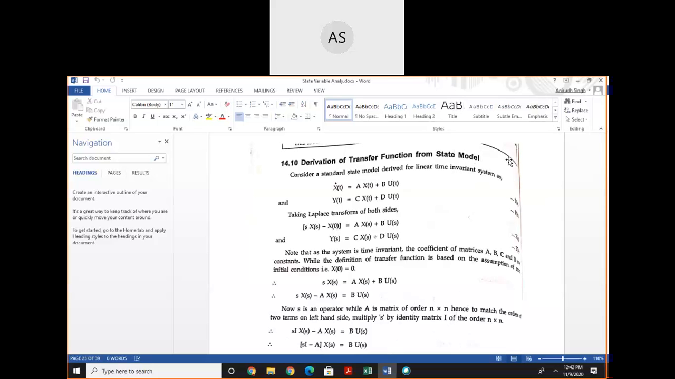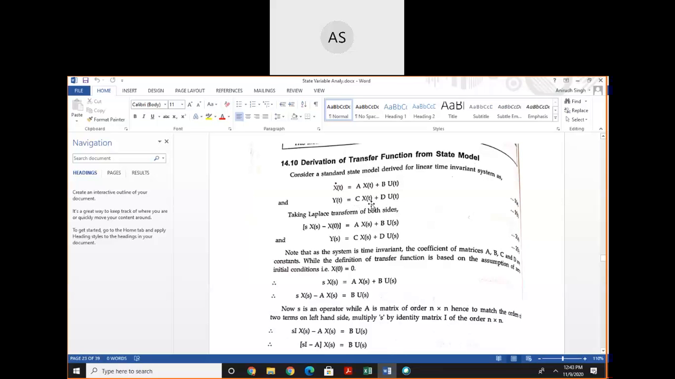Today we will discuss how we can derive the transfer function from the state model. Consider the standard state model for a linear time invariant system, given by dx/dt is equal to A x of t plus B u of t. This is the state equation. A is the system matrix, B is the input matrix, X is the state variable vector, and U is the input vector.